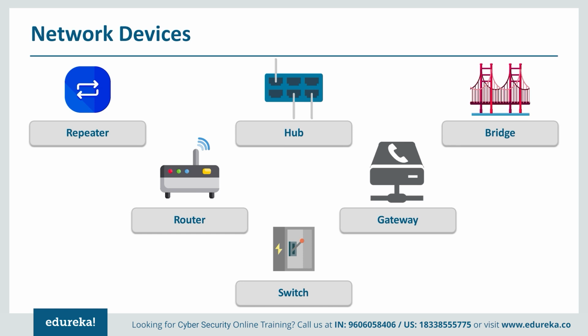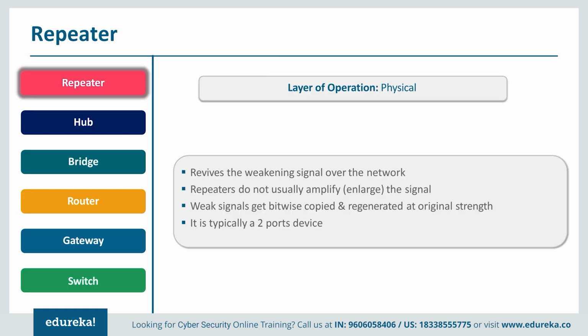But the only difference is a repeater does not have a MAC address, but a bridge does. The repeater, the hub and router, gateway, switches, and most of the security network devices are missing in this slide. The firewall, IDS, IPS. IDS is intrusion detection system, IPS is intrusion prevention system. These are all missing on the slides, but it's good for us to know them better.